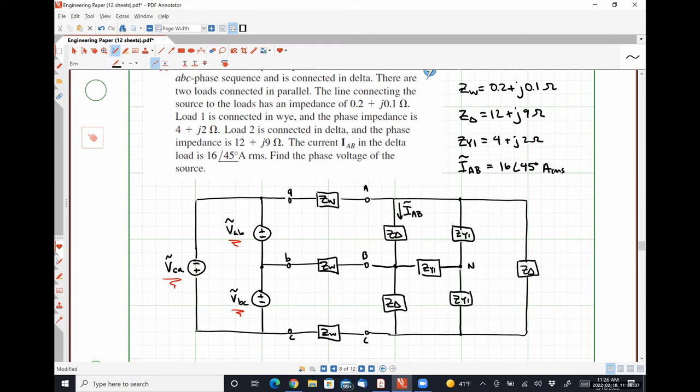So how are we going to figure out what this current IAN is? Because once we know that, we're effectively back to the last problem that we worked, which was fairly trivial, despite the fact that it's a lightning bolt question in this particular textbook. Any thoughts? Chris?